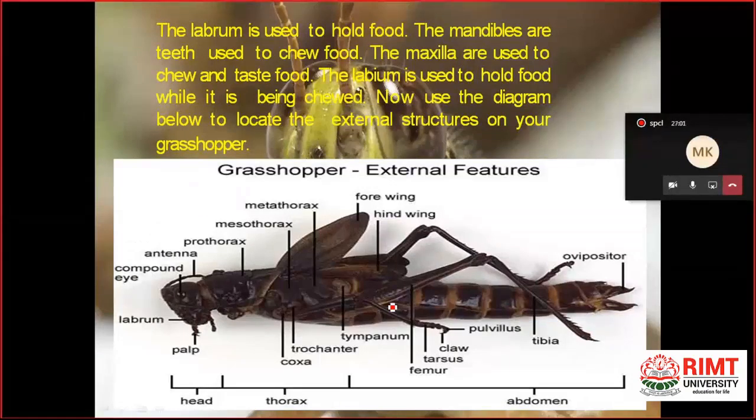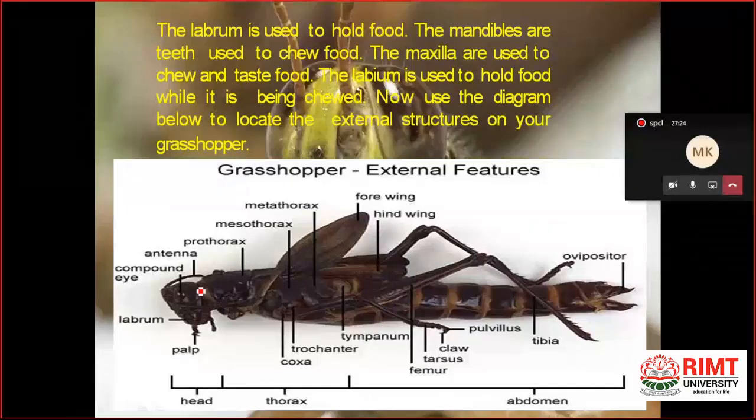They may be phytophagous also, they may be polyphagous also. फाइटोफेगस आर देयर बट दे मे बी पॉलीफेगस आल्सो. एक प्लांट से ज्यादा प्लांट्स पे भी फीड कर सकते हैं, राइट. But the maxillae are used to chew and taste the food. The labium is used to hold food while it is being chewed.